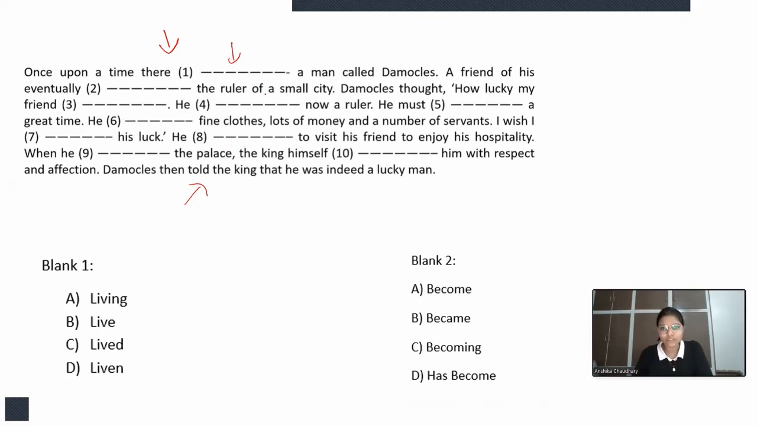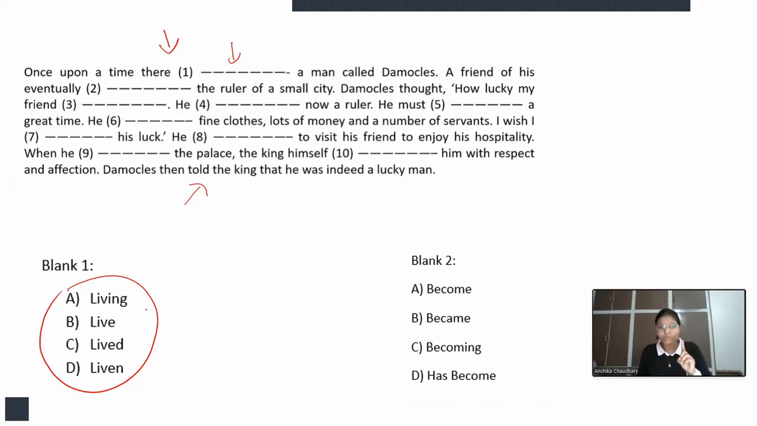"Once upon a time, there was a man called Democles." According to this line, we are very sure that we are talking about the past. So if we are talking about the past, the verb we will be using will be of past form, right? So for the first blank, these four are the options available, right?